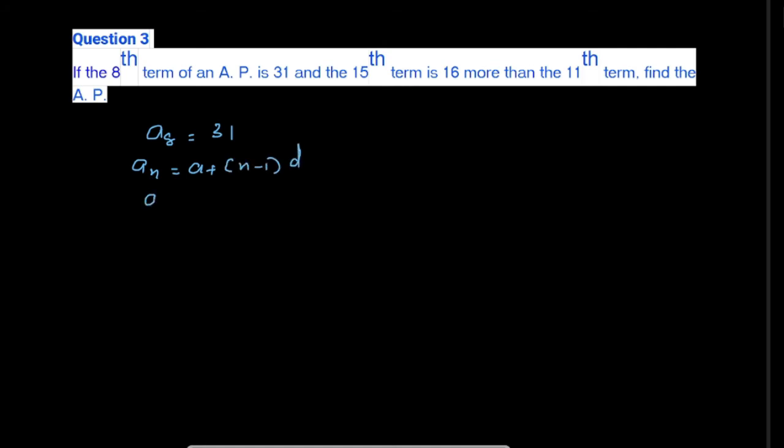So what will be A8? A8 is equal to A plus 8 minus 1, that is 7D. A plus 7D is equal to 31. We are given this in the question itself. A plus 7D is equal to 31. We'll put it as equation number 1.